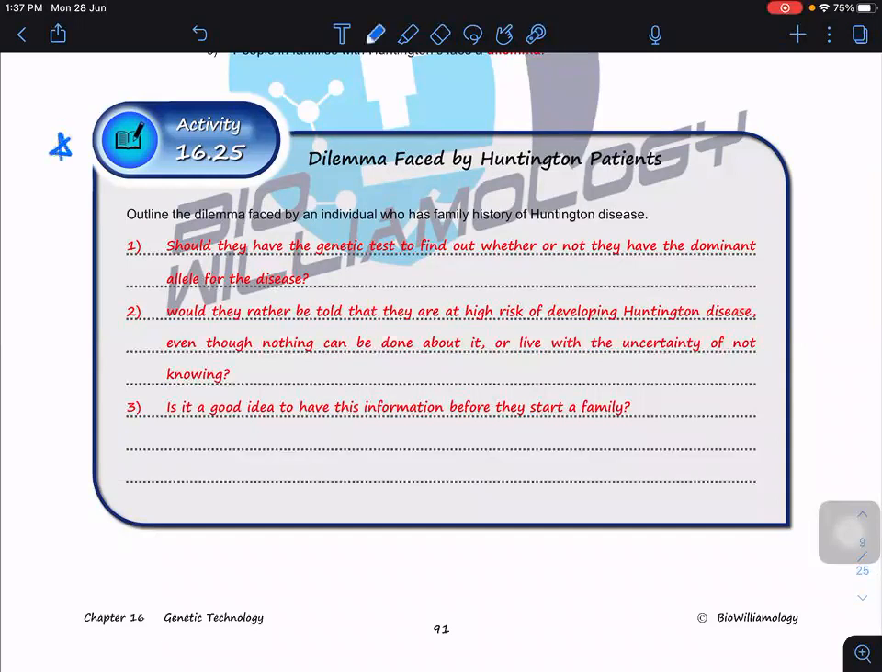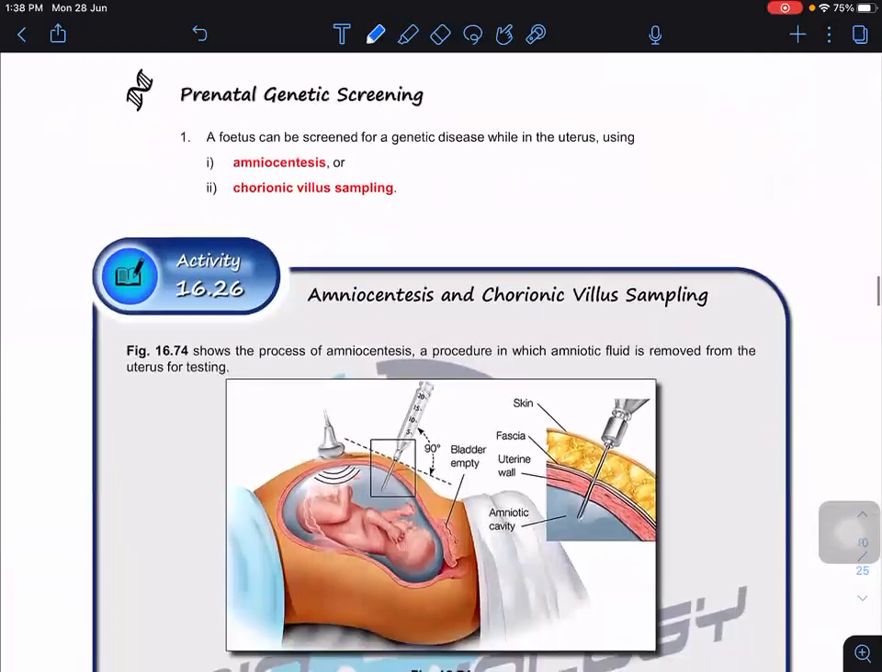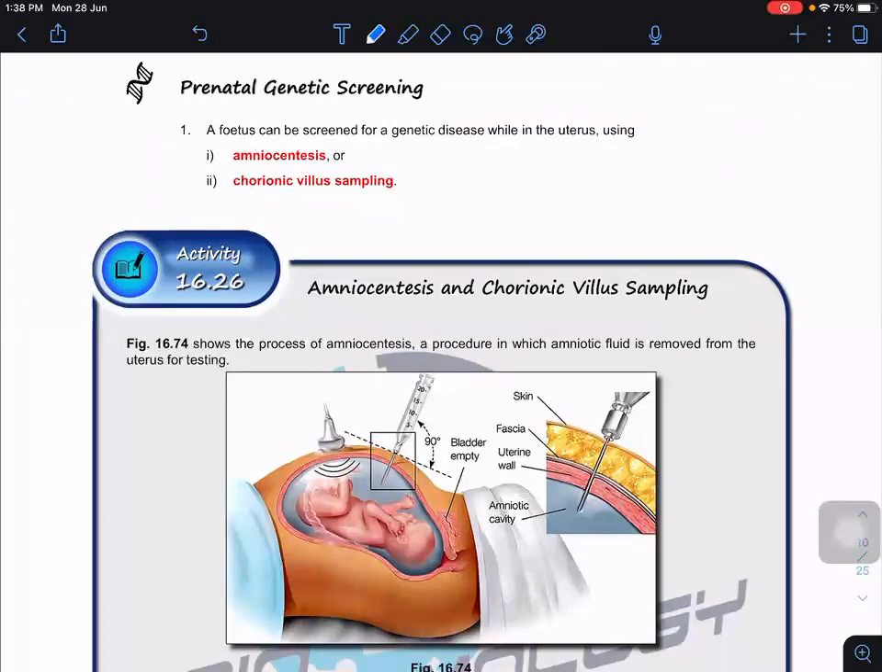So again, this is very important. This question is often asked: should Huntington patients go for this genetic testing or not? Okay, so we come to the second type of testing, called prenatal genetic screening. Prenatal genetic screening basically means testing at the fetus or embryo level. There are two methods, amniocentesis and chorionic villus sampling.